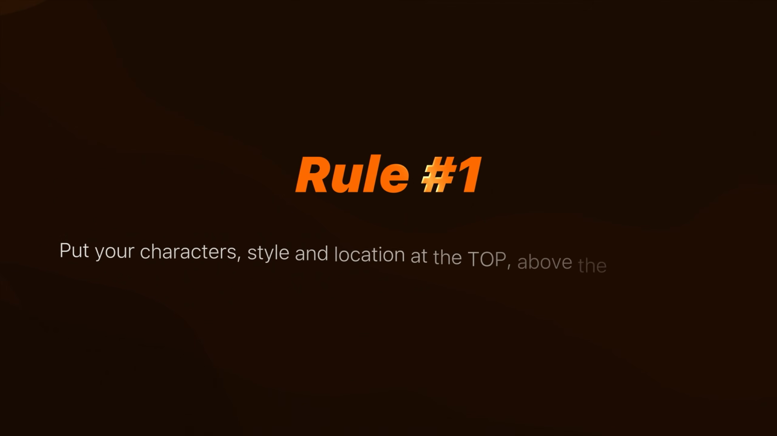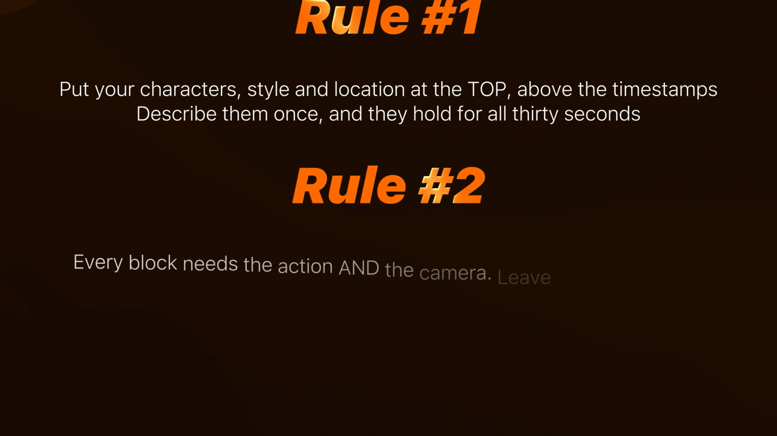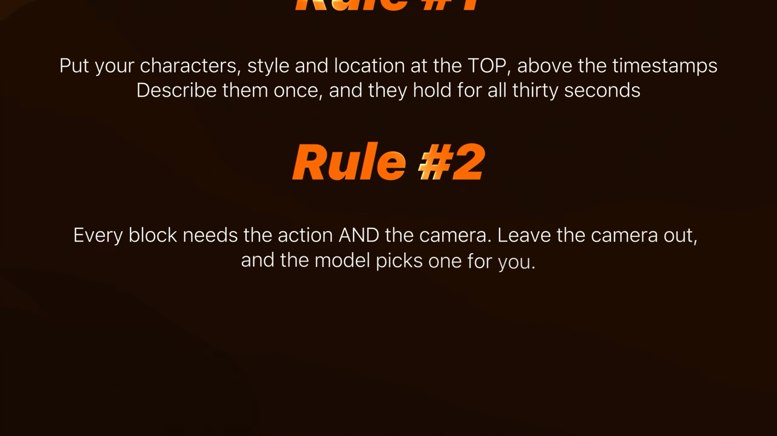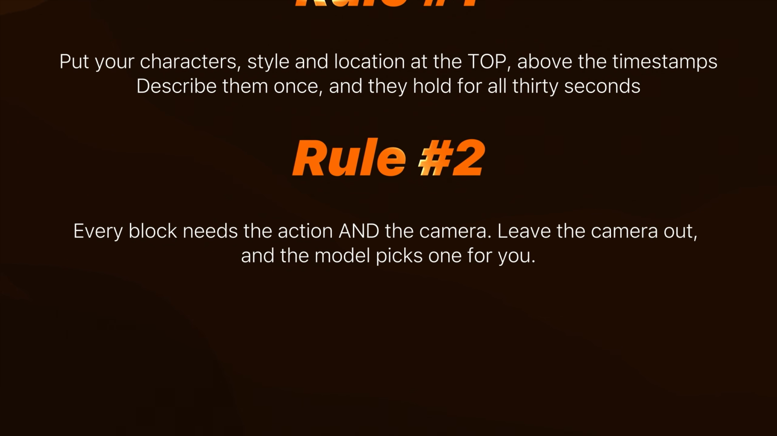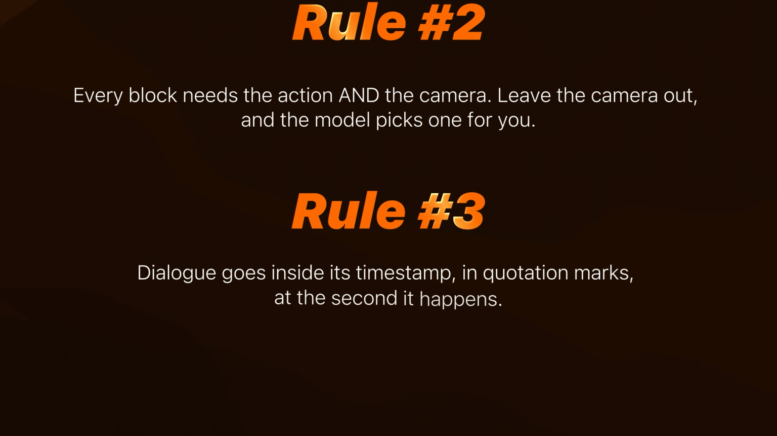1. Put your character, style, and location at the top above the timestamps. Describe them once and they hold for all 30 seconds. 2. Every block needs the action and the camera. Leave the camera out and the model picks one for you. 3. Dialogue goes inside its timestamp in quotation marks at the second it happens.